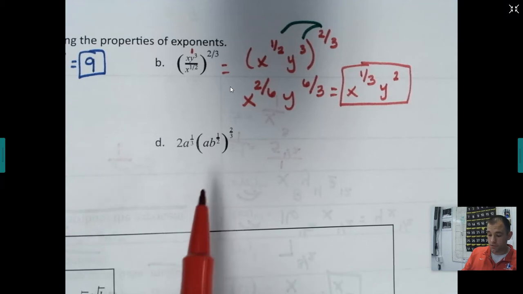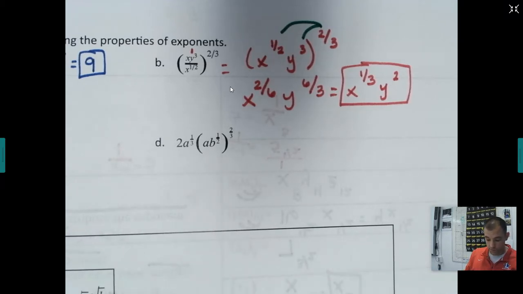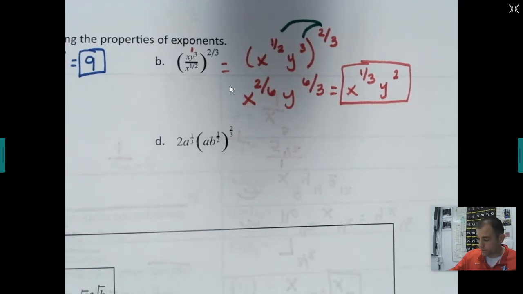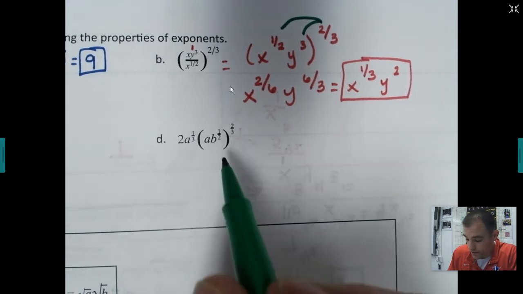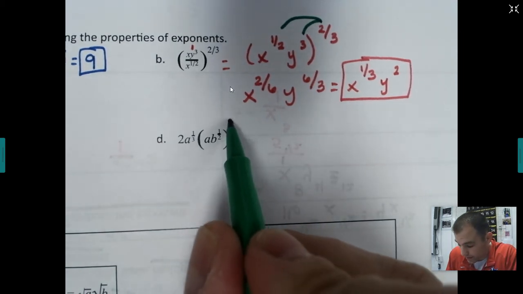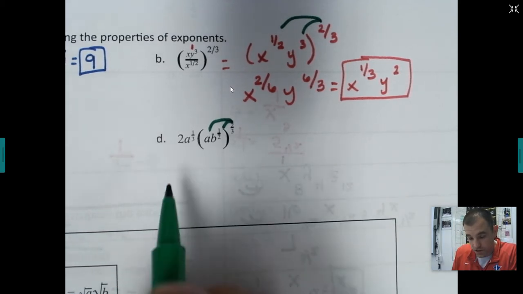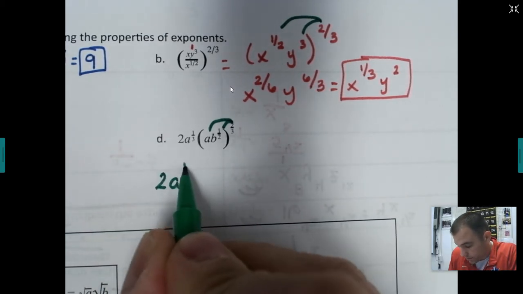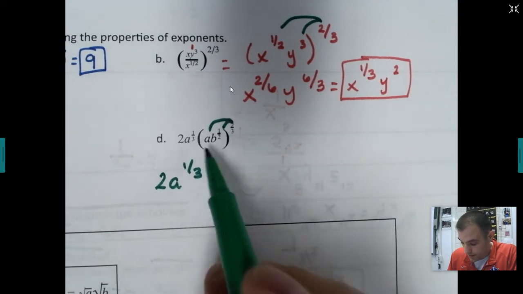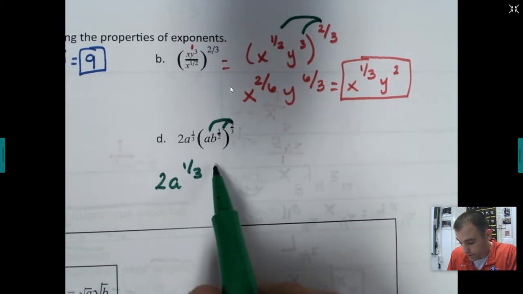Okay, the last one we're going to do is right here, and then we're going to talk about radicals. So right here, 2a to the 1/3 times ab to the 1/2, all to the 2/3. What I like to do first is if there's an exponent outside, I like to distribute it first. So this first part isn't going to change at all. 2a to the 1/3.